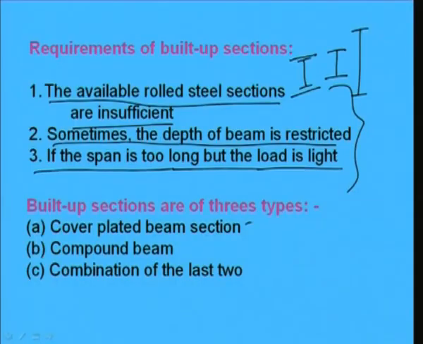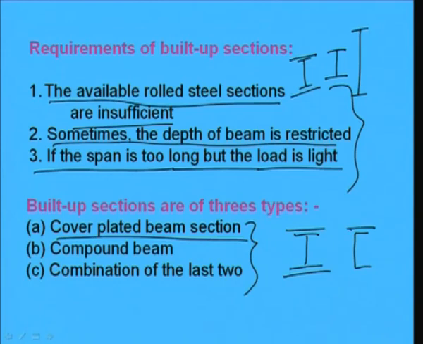So, built up sections are basically of three types. One is generally what we used to do, that is an I section or any section with some cover plates. So, a cover plated beam section, I sections it may be, some channel section it may be. Another is compound beam, that means an I section with a channel section, or a channel section with another channel section.